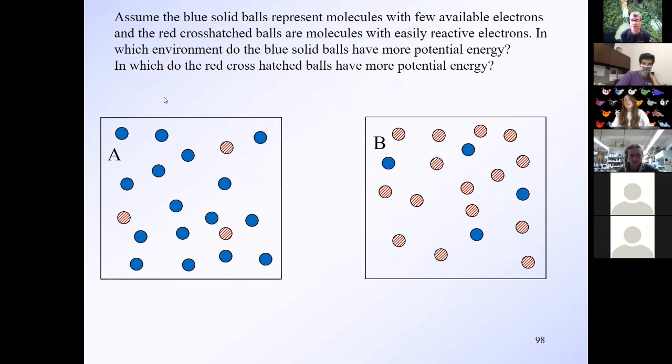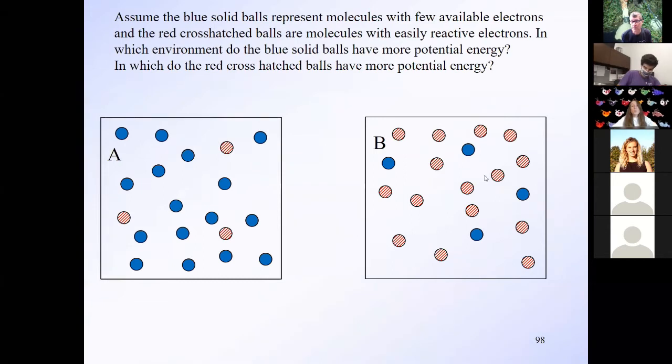Right, so the thing is if you're different from the environment, you're going to have more potential energy. So in this case, the red crosshatches have more potential energy in A than B because they're different from most of the things around them. They're more likely to find something to react with in A than they are in B, and vice versa. So you could think of these blue things being oxygen molecules, and this being maybe a reduced iron molecule. Reduced iron will react with oxygen, and so it has quite a bit of potential energy here.